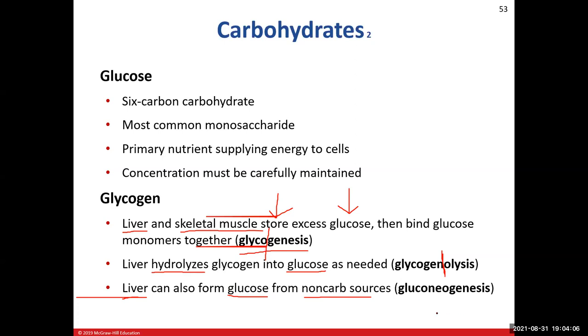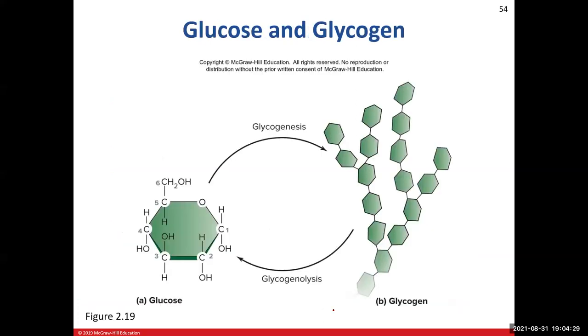And so that process is called gluconeogenesis. Gluco is the glucose. Neo means new, and genesis means to create or make. So basically, we are making new glucose, okay? But in this situation, from a non-carbohydrate source, ketone bodies, fatty acids, things that are not a sugar.